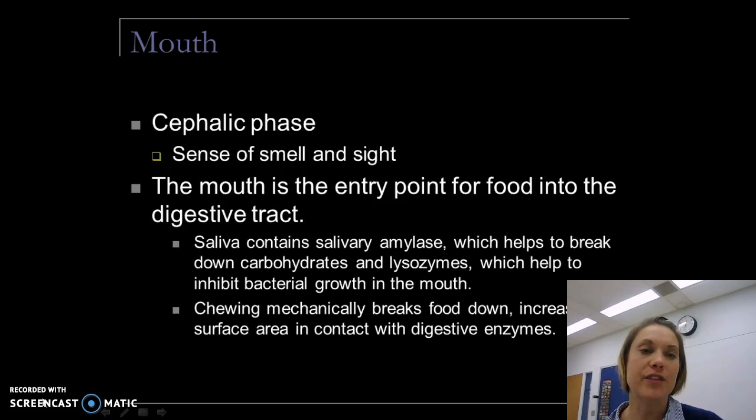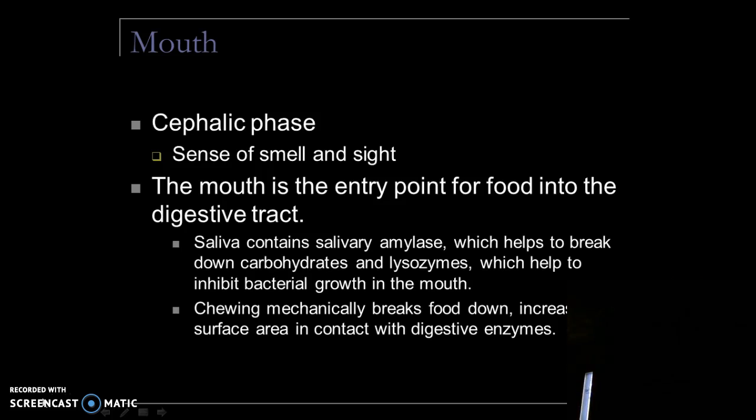When we look at the variety of different phases of digestion, we start with the cephalic phase, which happens even before anything hits our mouth. So the mouth is the entry point for food into the digestive tract, but sense of smell and sight in the cephalic phase can actually make our digestive system start working. So if you've ever had your stomach growl or your mouth water before you eat anything, that is due to that cephalic phase, or the sensations that happen before we eat.